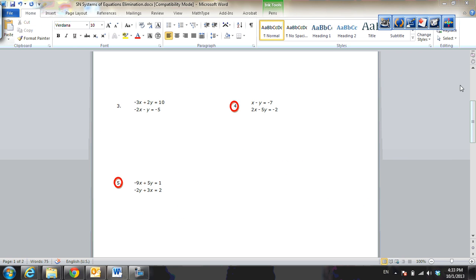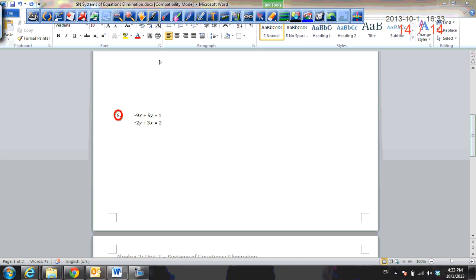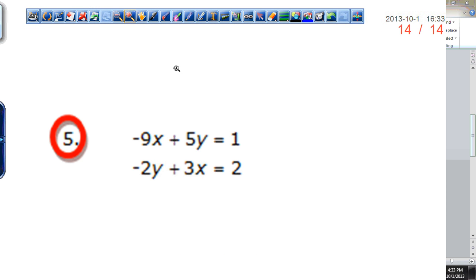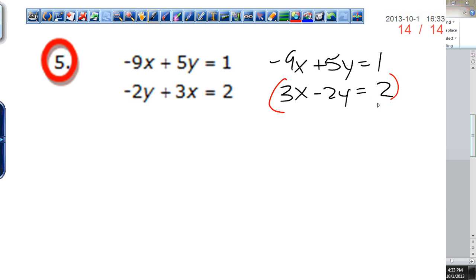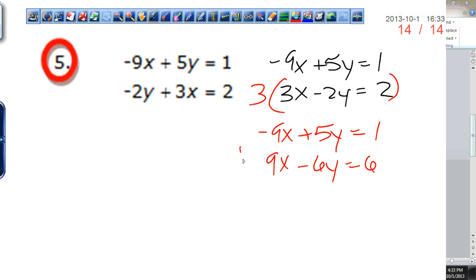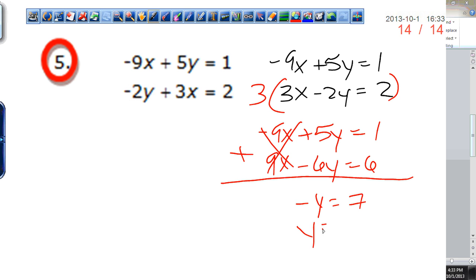And then the last one, number 5. Once again, looks like nothing's going to cancel out, and they're not lined up. So first thing, let's line them up. I'm going to keep the top one the same. The bottom one needs to move around a little bit. And the next thing, looks like if I multiply the bottom one by 3, I would get the x's to cancel out. And sometimes the x's will cancel out, sometimes the y's will cancel out. It just kind of depends. So I'm adding, all the x's go away. I'm left with negative y equals 7, because we're adding here. So that means I don't like negative y, so y would be negative 7.